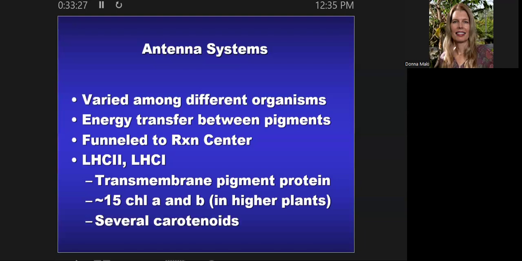The other thing that seems to be part of any antenna system that you look at is carotenoids. Those pigments seem universal. At least as far as I know, they have yet to discover a photosynthetic organism that does not have carotenoids. It just seems incredibly universal, whether you are a bacteria doing photosynthesis or an angiosperm plant. So carotenoids are very important as helping with the absorption of light energy, and they play other roles as well that we'll talk about.